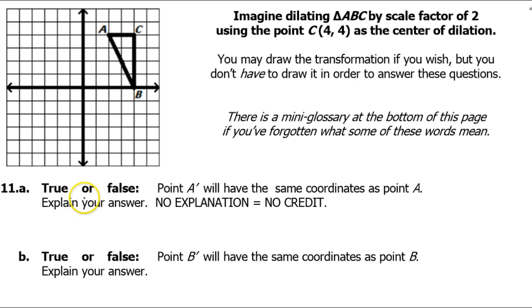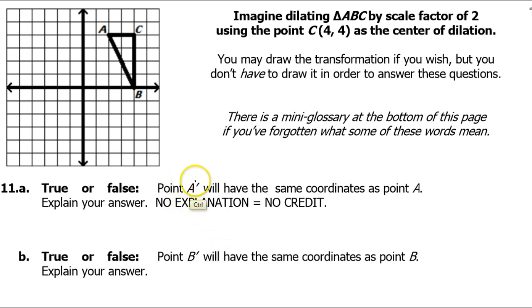Okay, now here we have a couple true-false questions where we have to explain what we're doing. But here's the background information. Imagine that you are going to do a dilation of triangle ABC with a scale factor of 2, using the point 4, 4 as the center of dilation. Okay, now we need to answer these questions. So first of all, you don't have to do the dilation to answer the question. You can use your imagination if you want. For instructional purposes, I am going to actually do the dilation. But feel free to try to answer these questions before I do the picture.